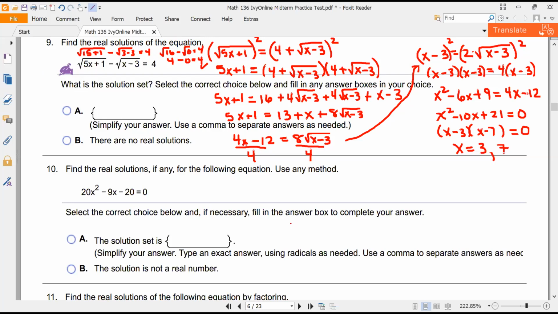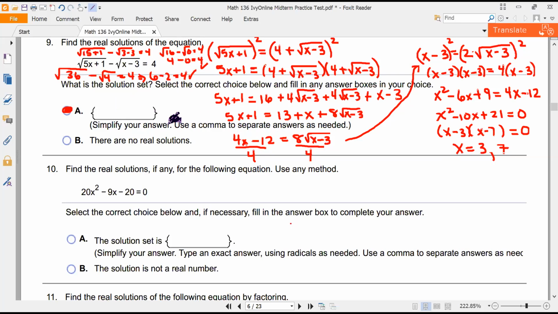Now if we want to plug in 7, that'd be 5 times 7 plus 1, so that's square root of 36, running out a little bit of room. 7 minus 3 is 4. So square root of 36 is 6. Square root of 4 is 2. 6 minus 2 is 4. So in this case, both solutions do work.